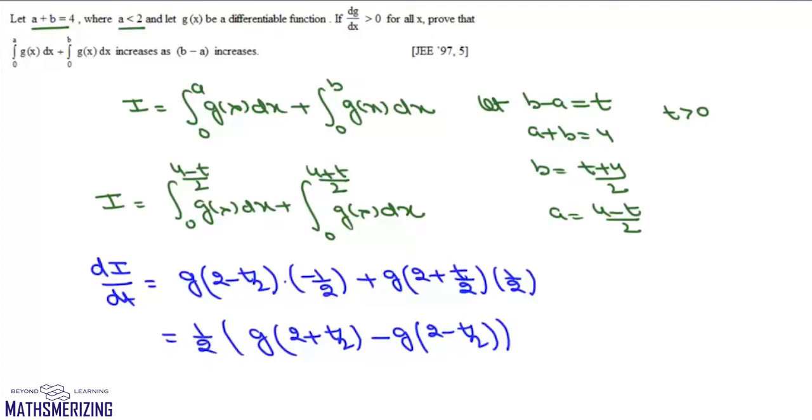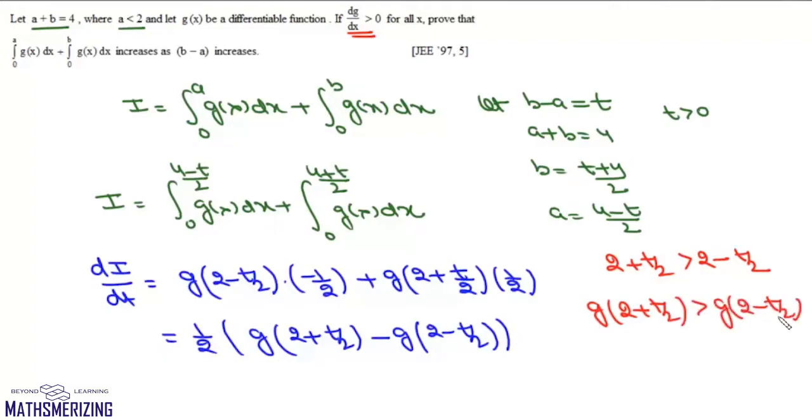Now we know that 4 plus t by 2 is greater than 4 minus t by 2, and since g dash x is greater than 0, that means g x is an increasing function, and if g x is increasing, then g of 4 plus t by 2 is greater than g of 4 minus t by 2. That means this expression is greater than 0, which simply means that dI by dt is greater than 0. As the value of t increases, the value of this integral also increases, and this is what we need to prove.